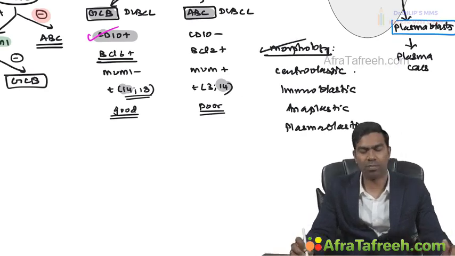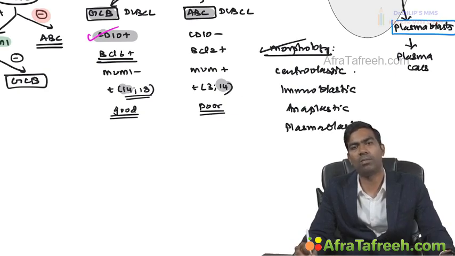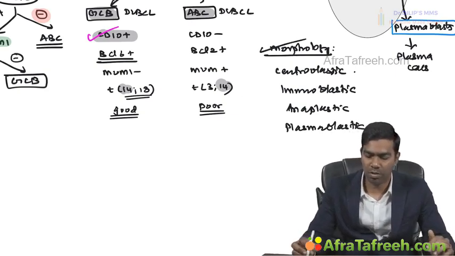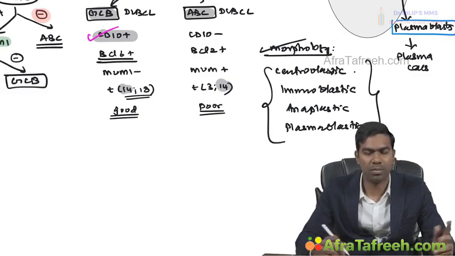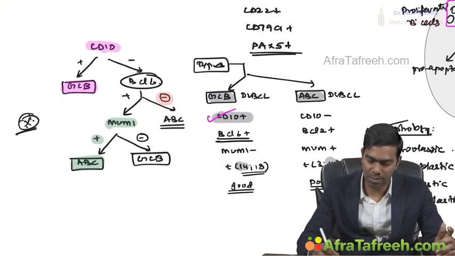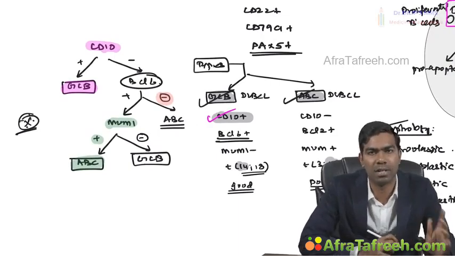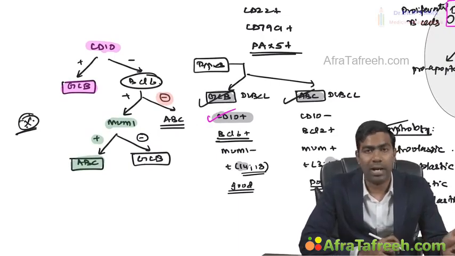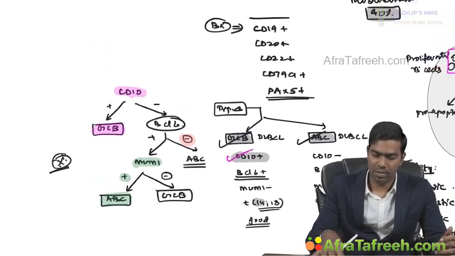These are the 4 types of DLBCL as per the morphology given by WHO. So it's better to understand this, but this and all is not important. The actual types of DLBCL are only these 2: germinal center B cell type and activated B cell type of DLBCL.